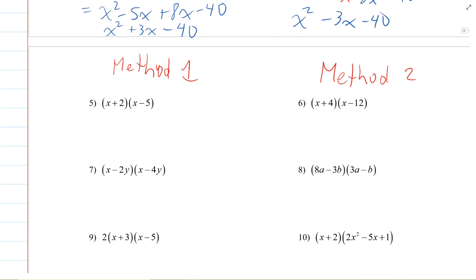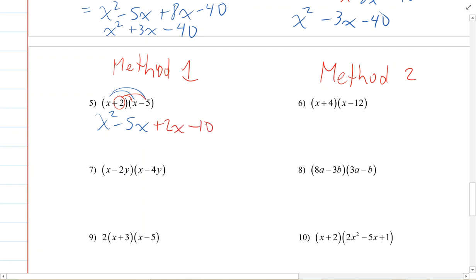I'm going to do method 1 on the left and method 2 on the right. So method 1, multiply, x squared minus 5x, and then we're going to get the plus 2. Always include those signs, even if they're positives. You want to say it so you don't screw it up with the negatives. So that's negative 2, positive 2 times negative 5. Collect like terms, minus 3x minus 10.